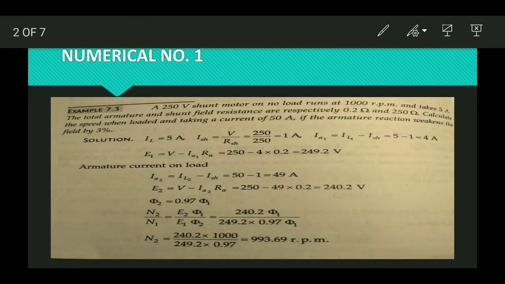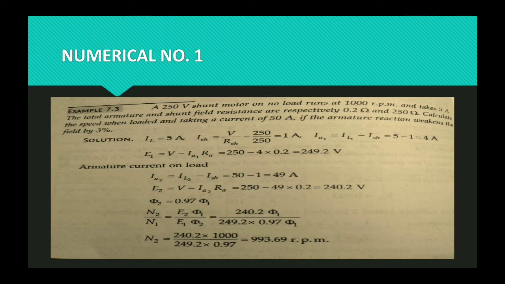Now, this is the first numerical which I have to solve. We can see here the problem statement. A 250 volt DC shunt motor on no load runs at 1000 rpm and takes 5 ampere. The total armature and shunt field resistance are respectively 0.2 ohm and 250 ohm. Calculate the speed when loaded and taking a current of 50 ampere, if the armature reaction weakens the field by 3%.